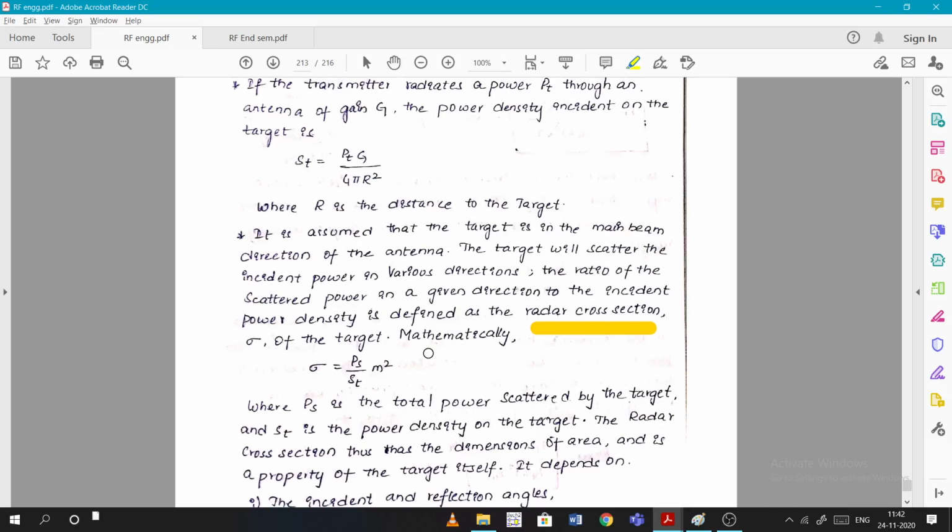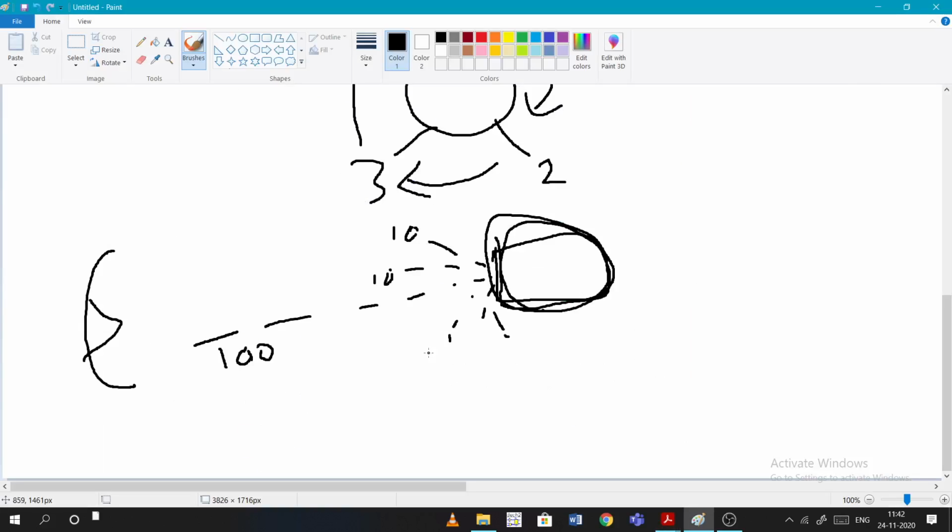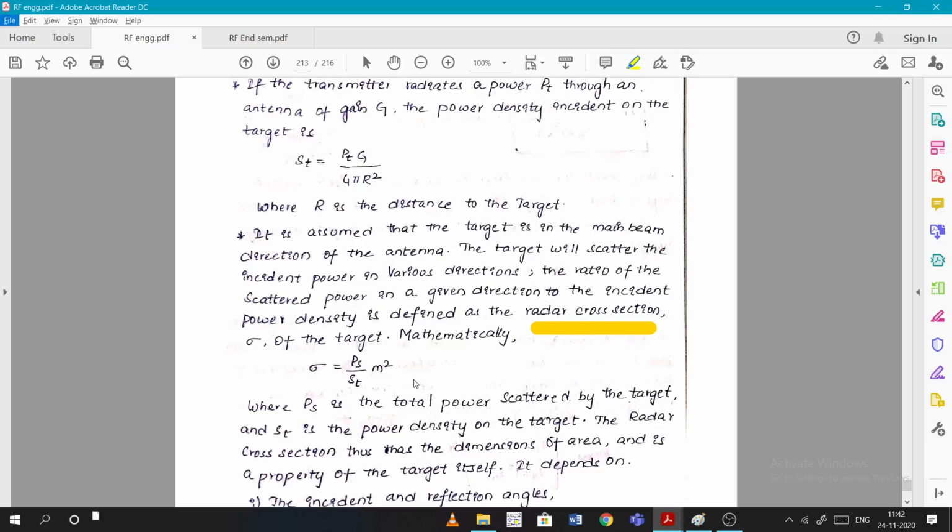That radar cross section is related to P_S, where P_S is the total power scattered by the target. That means, totally, the total power is 100. So 100 divided by S_T, where S_T is the average power density at the target.